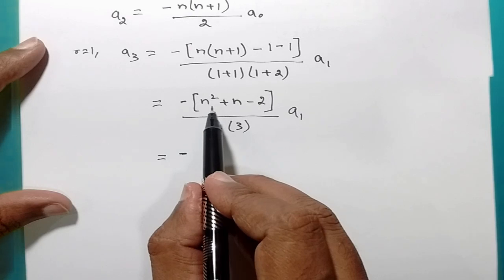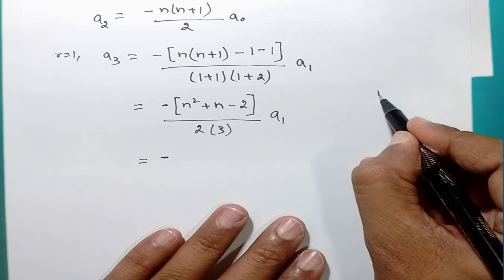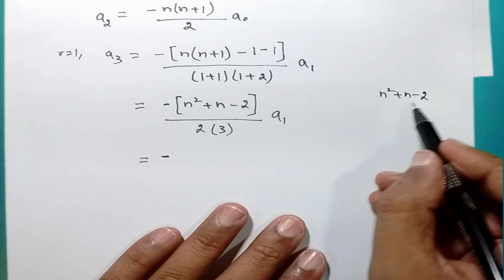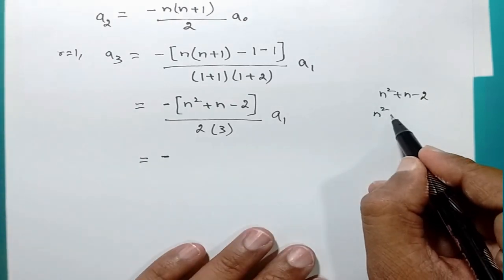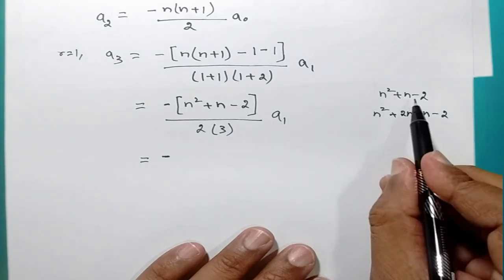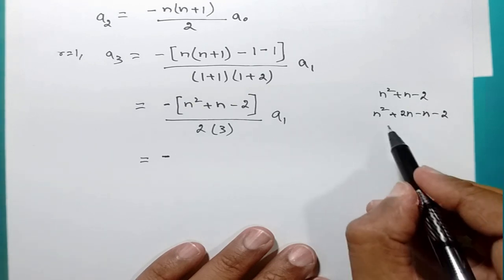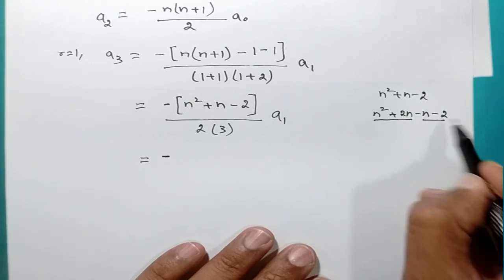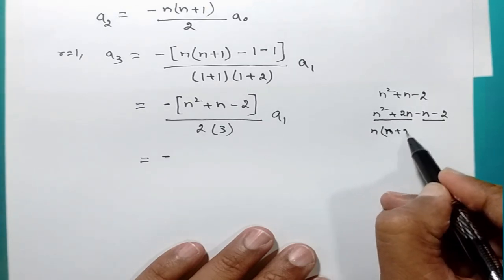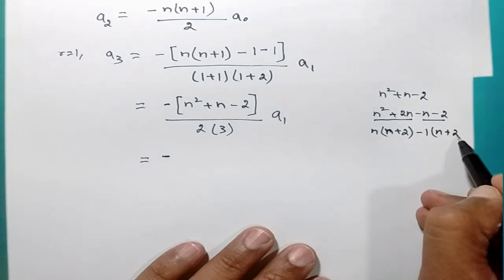Can we simplify the expression n square plus n minus 2? If you want to factorize, you can factorize this one. You can write this as n square plus 2n minus n minus 2, the factors. So n can be written as 2n minus n. Alright. So you can group the first two and the last two. You can take n common from here, you will be left with n plus 2. Here minus 1 is common, you will be left with n plus 2.